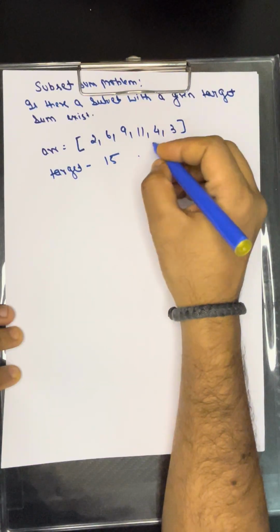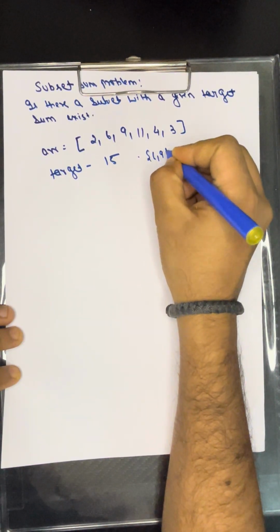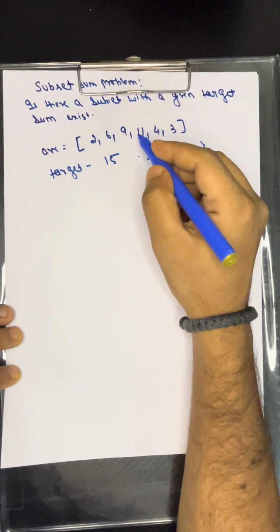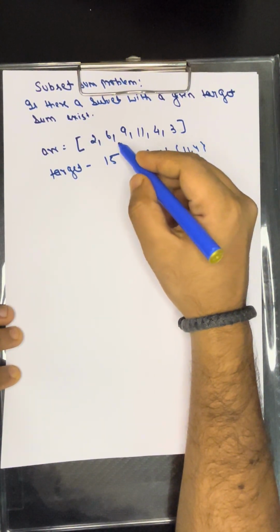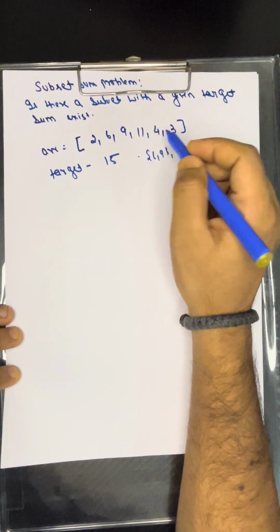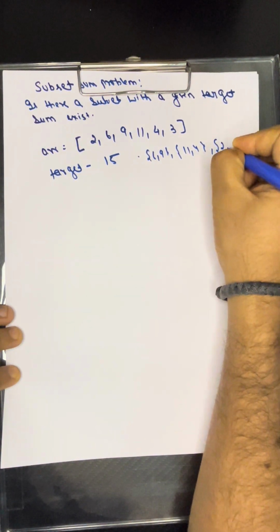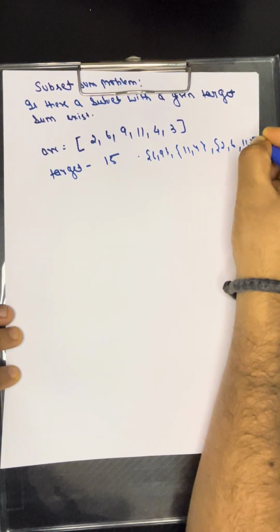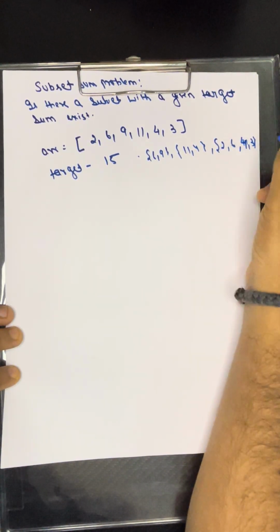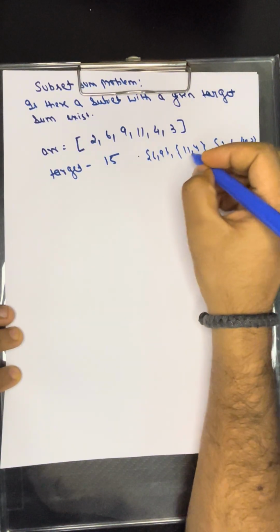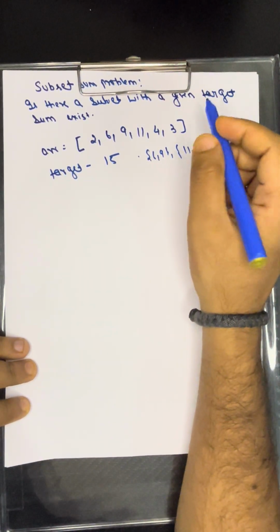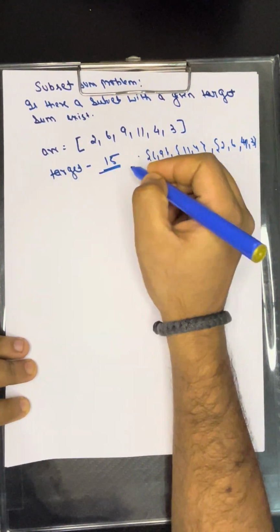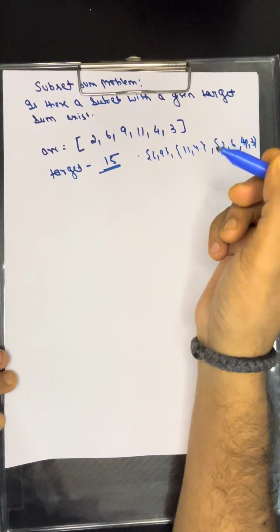For example, we have 6 9, and 11 4. Also 2 6 11, and 2 6 4 and 3. Yeah, so there exists a subarray whose target sum is 15. Okay, so how do we solve this problem?